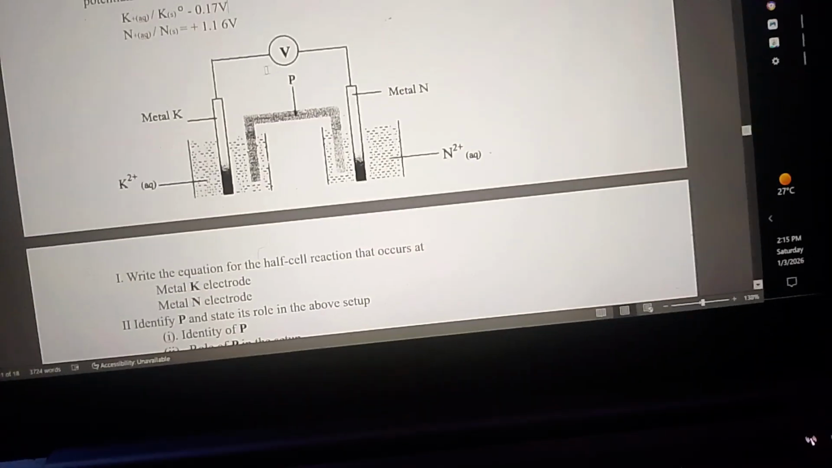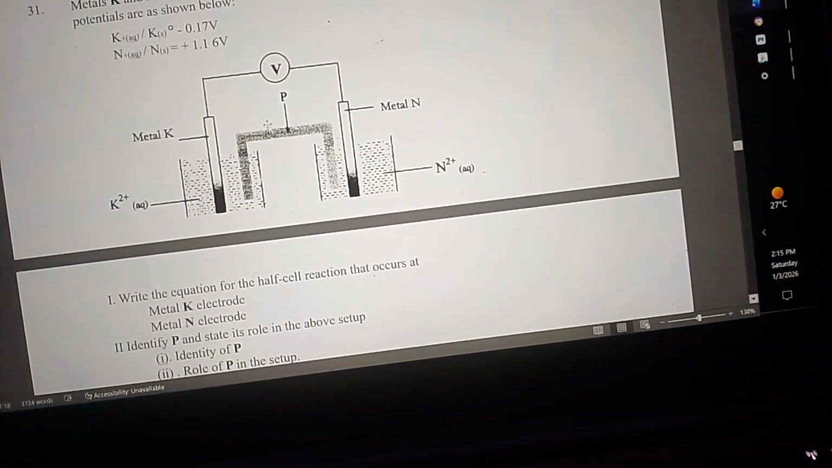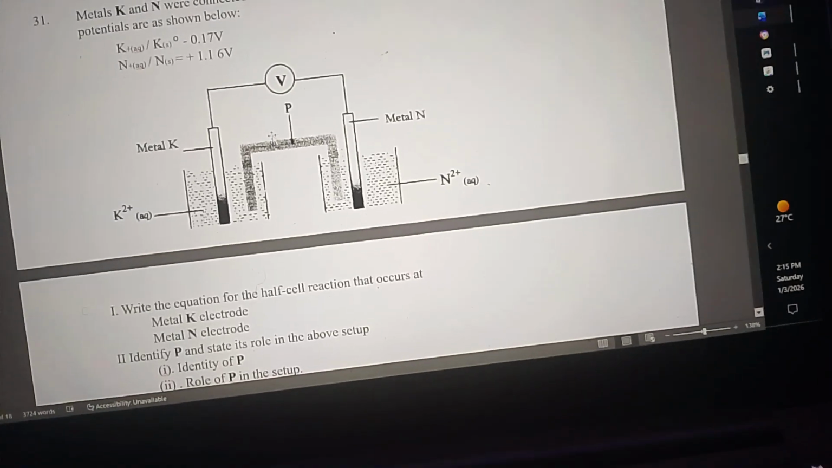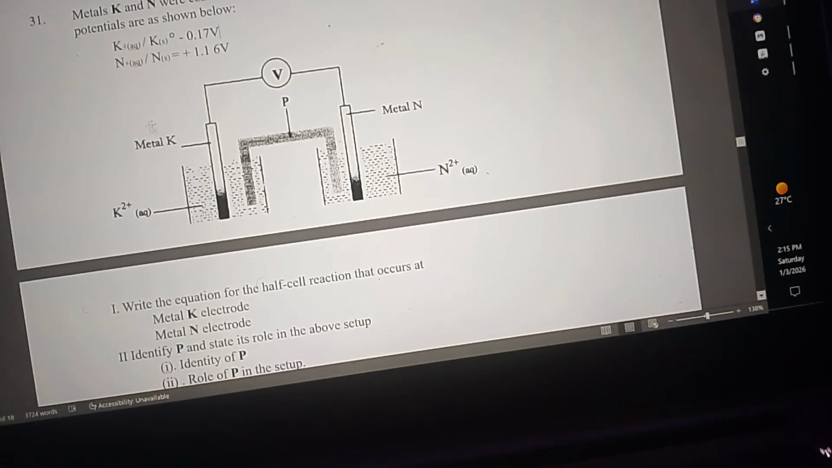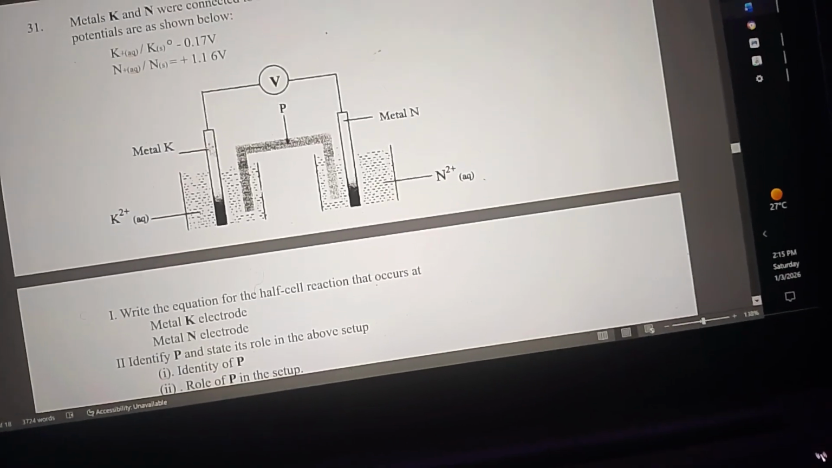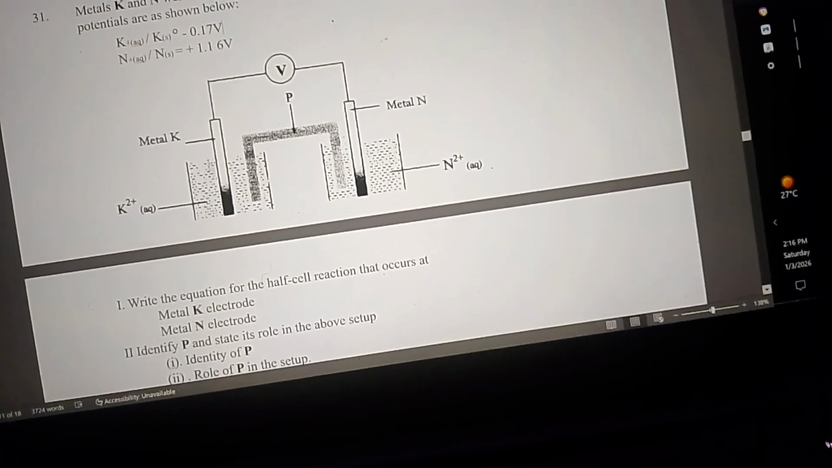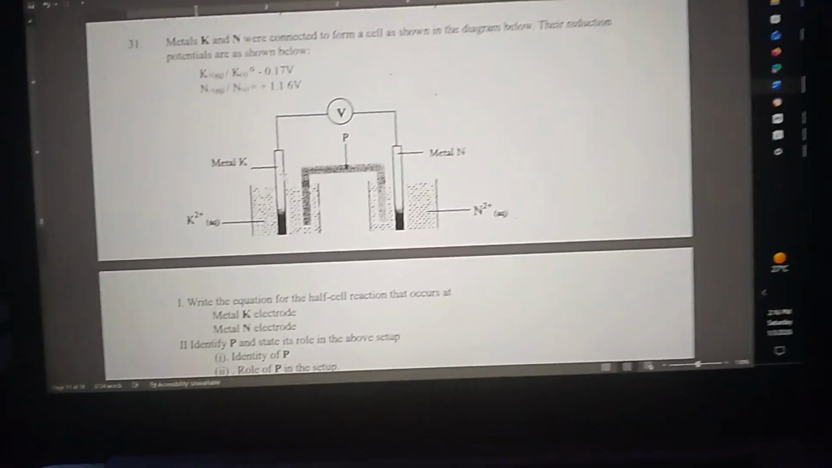We go to this setup here. This is a setup that is called an electrolytic cell. This is an electrochemical cell. This is a complete cell made up of two half cells. The half cell is just this section here. When you have the metal K dipped in the ions of K, it forms a half cell. I remember a half cell is just a metal dipped in a solution of its ion.